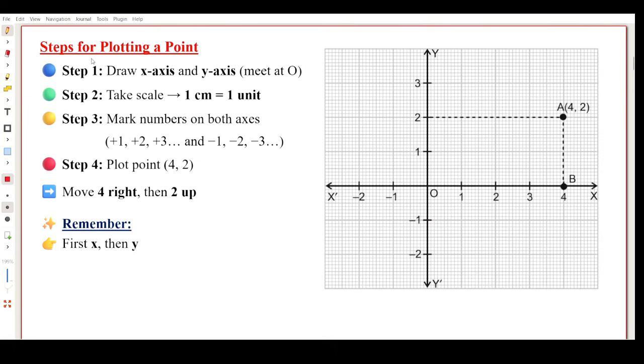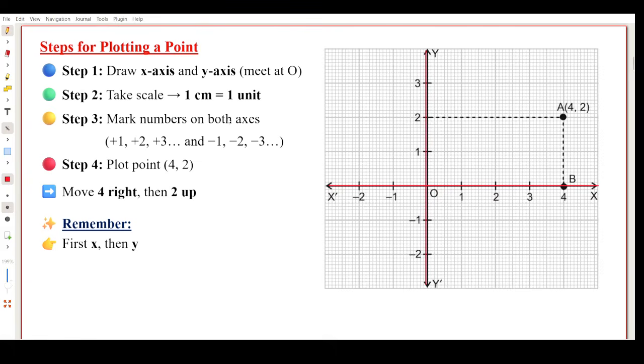Before that, we must know how to plot a point on the graph sheet. Here I have given simple steps to plot a point. I have given only 4 steps. Step 1: if you want to draw the graph, first you have to draw the x-axis. The x-axis is the horizontal line. The first step is to draw the x-axis. Next, you have to draw the y-axis. The y-axis is the vertical line.